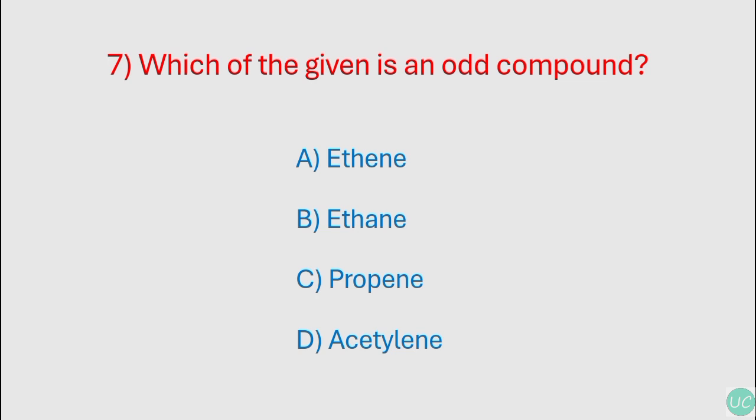Our next question is: which of the given is an odd compound? I'll just directly give the answer. The answer is ethane, because it has a single bond, and the other options, ethene, propene and acetylene, all have double bonds, so they belong to the alkene group, and only ethane belongs to the alkane group.